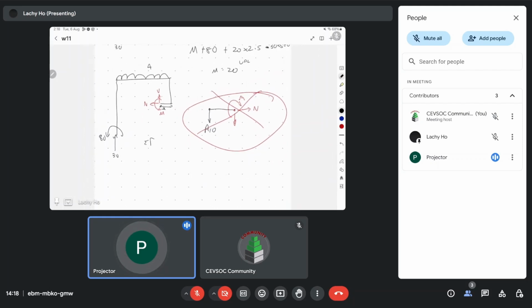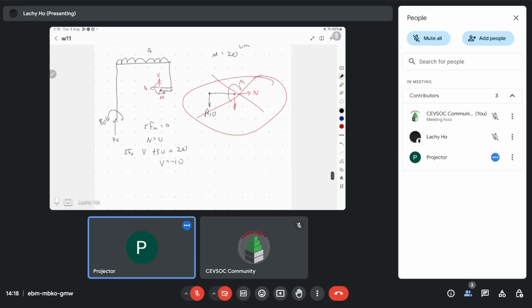We have sum of the forces in the x direction equals 0, so N equals 0. We have V equals sum of the forces in the y. V plus 30 equals 20. So V is minus 10. And then sum of the moments.